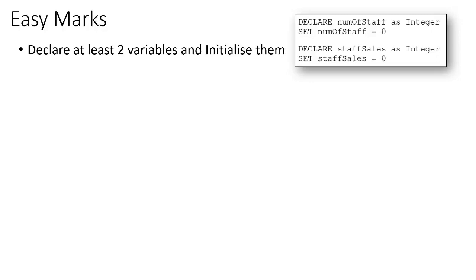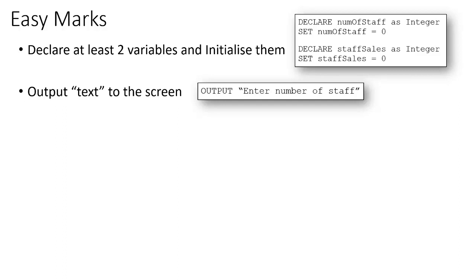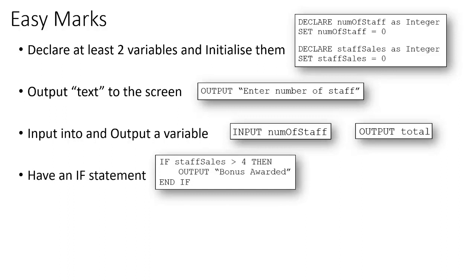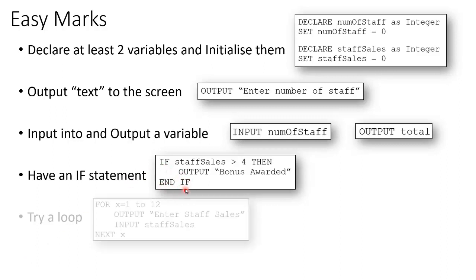Make sure that they're all one word and that they're sensibly named, that they're self-documenting. Output some text to the screen, make sure it goes in speech marks. Input things and output variables. So input and then name the variable, and output and then name the variable. Have a go at doing if statements. So if something's bigger than something else or equal to something, then do something. But don't forget to end the selection.